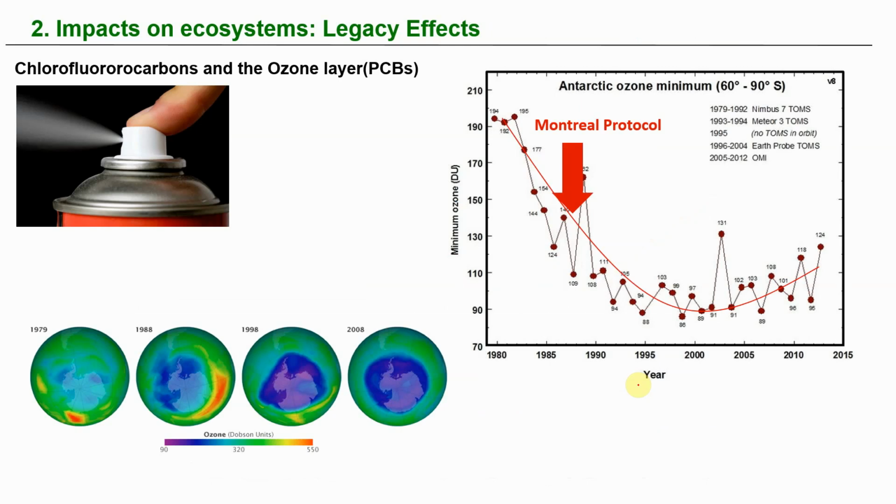In addition, we can look at the impacts of pollutants on ecosystems. One of the big ones of these was legacy effects. And one of the biggest examples of this, and also success stories, was actually chlorofluorocarbons and the ozone layer. And chlorofluorocarbons have been a persistent pollutant.